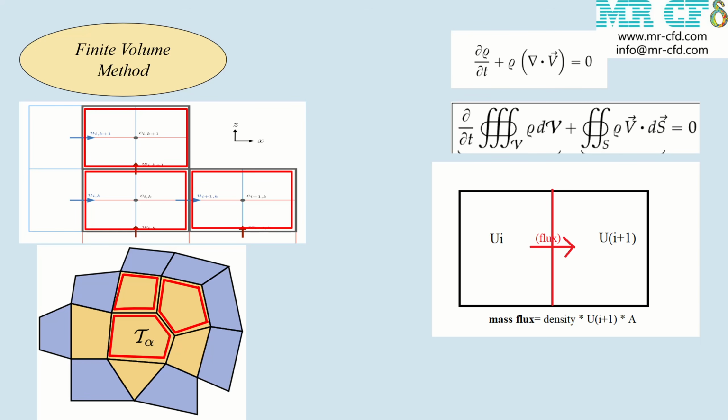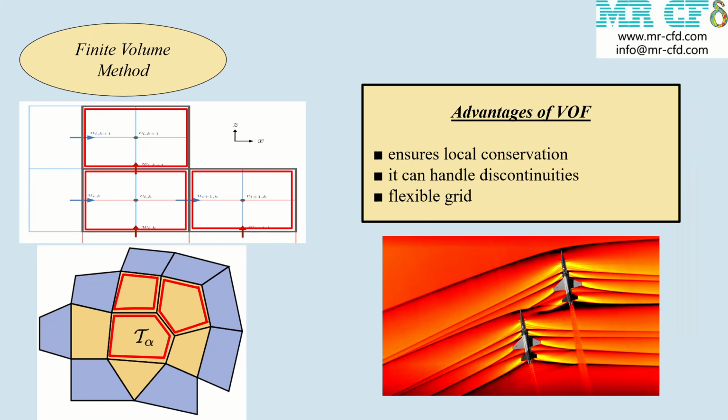Discretization involves converting these integrals into algebraic equations. This method ensures local conservation and handles discontinuities, such as shock waves, better than some other numerical methods. FVM's flexible grid approach simplifies the implementation of boundary conditions.